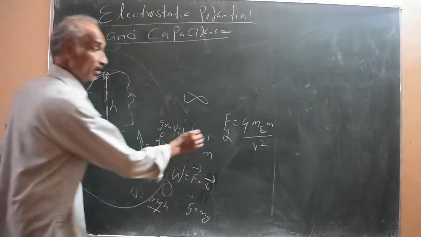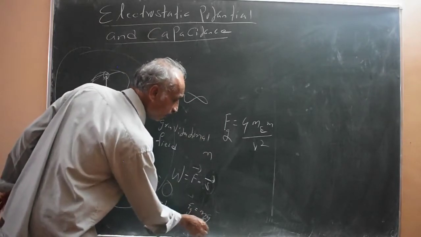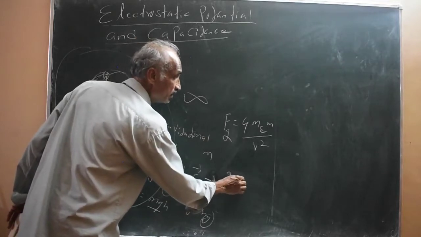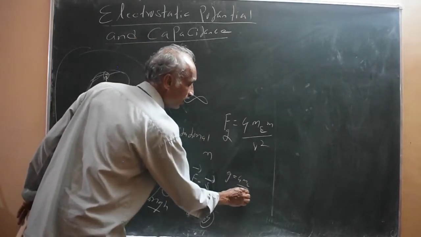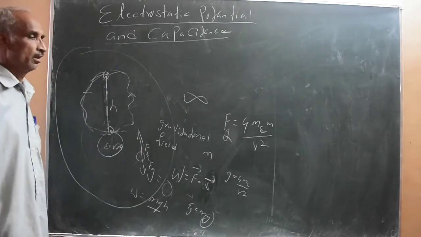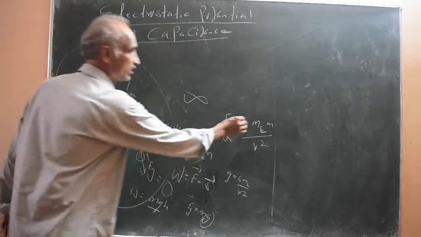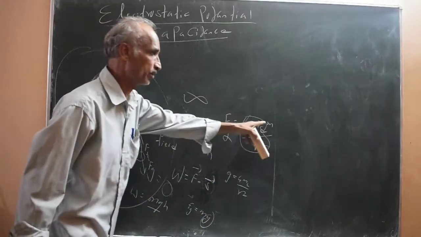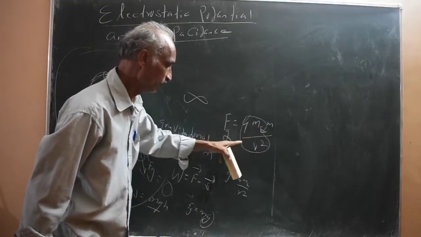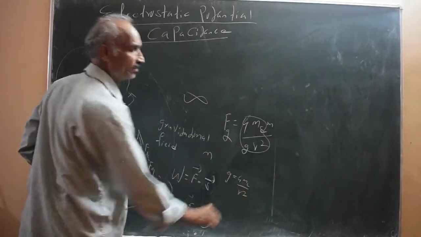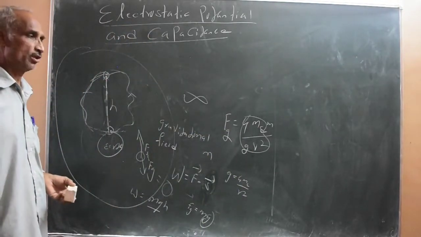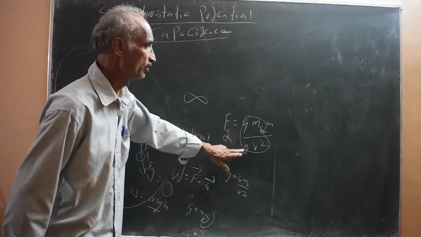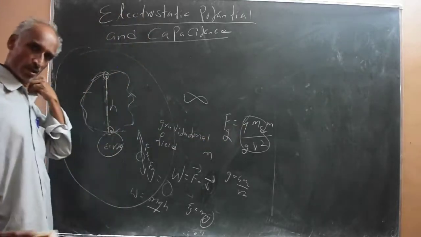Because G is nothing but G into M upon r square. We have done the formula, the relation between small g and capital G. Therefore Fg is equal to m into small g. Last year there was one derivation in the gravitation topic, the relation between gravitational acceleration g and the gravitational constant G.